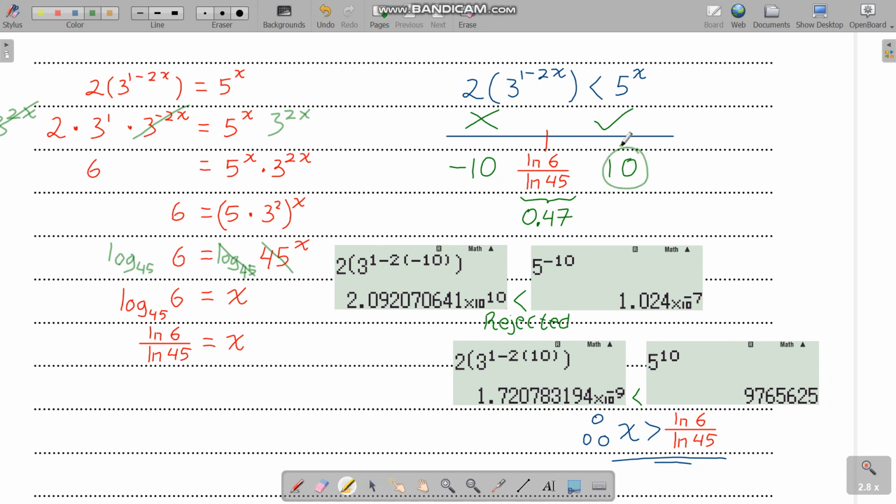Now on the right side here, we can use something bigger than this. By the way, this value is 0 point something, so 10 is obviously bigger. We can plug in 10, use a calculator, and we get something really small on the left and something really big on the right. Therefore the inequality is satisfied here, which means we can use this interval on the right. That means the final answer is the right interval, which is x greater than ln 6 over ln 45. So that's the final answer.